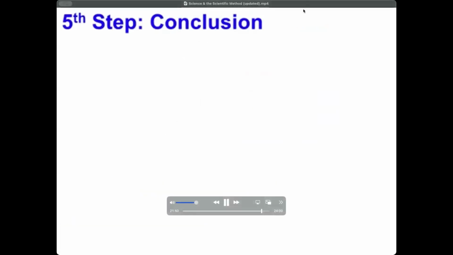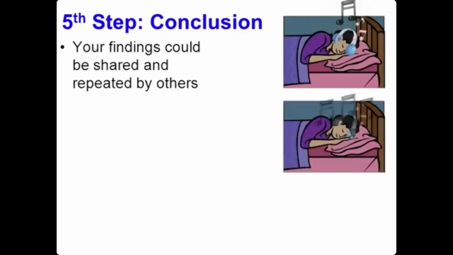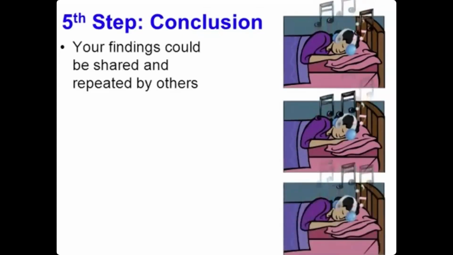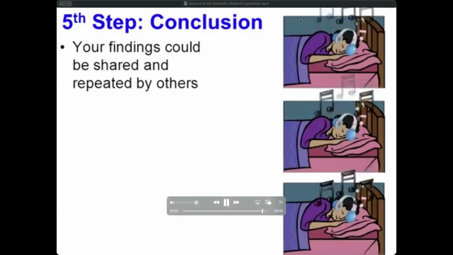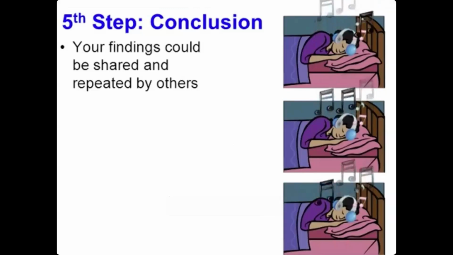And then we have the fifth step, the conclusion. In this step, like it says, your findings could be shared and repeated by others. A second experiment, a third experiment could be designed by others. Not necessarily using the same lady, but the point is that others would have to repeat this, or perhaps even the person who originally designed this experiment could repeat it themselves. But that information, that experiment would then be shared by others, so they could also repeat it as well.